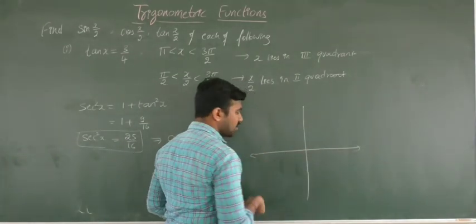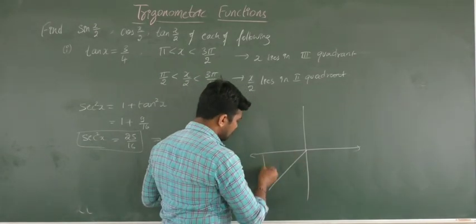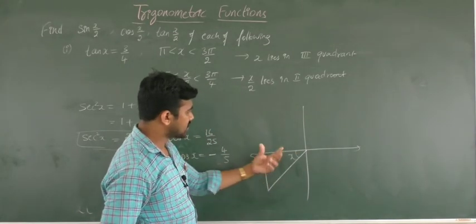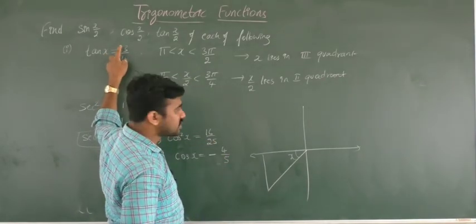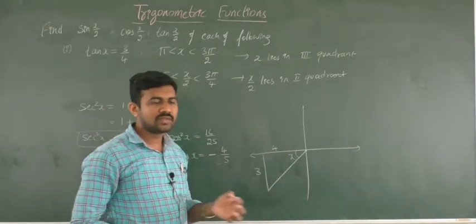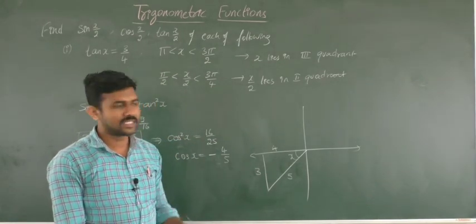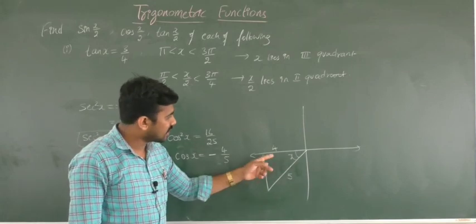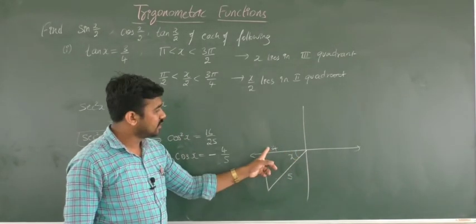See, you can use the quadrants. Here x lies in the third quadrant, so you can consider like this. Here the central angle is x, this is the opposite side, adjacent side, hypotenuse side. Tan is nothing but opposite by adjacent, so 3 by 4 here. You know the next value by using the Pythagorean triplet 3, 4, 5. The hypotenuse side length is 5.